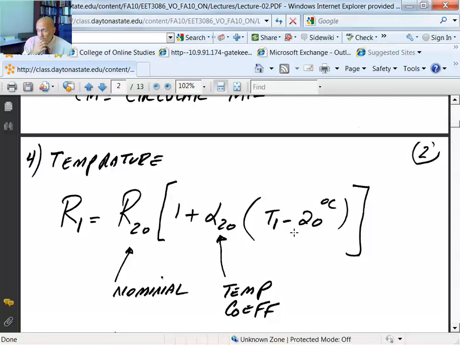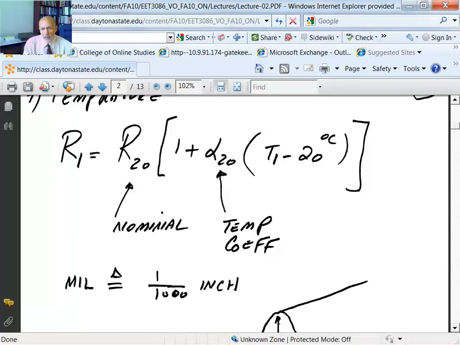On the other hand, semiconductors and insulators have negative temperature coefficients, because the resistance value will go down as you increase the temperature in insulators and in semiconductors.